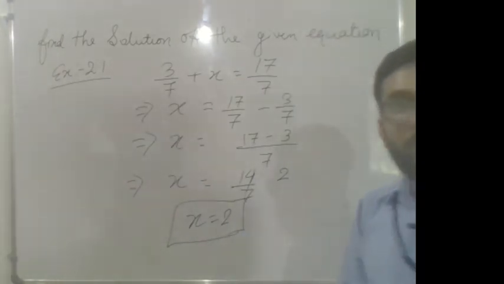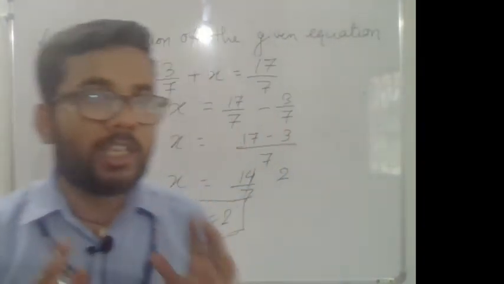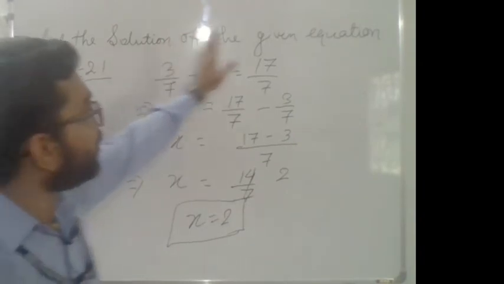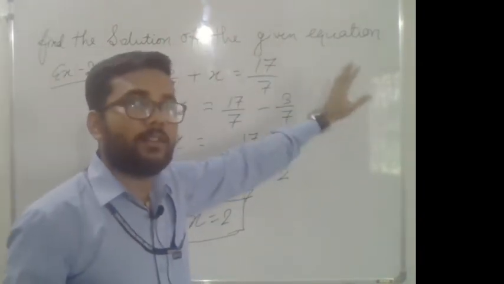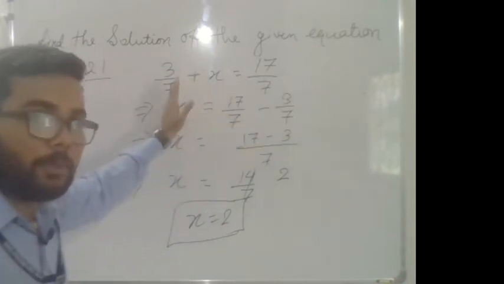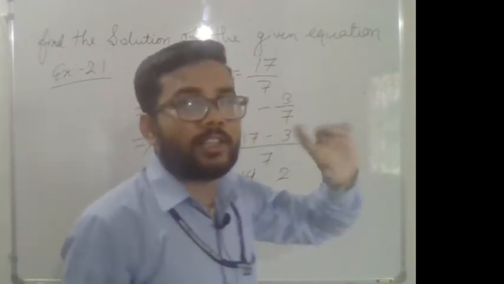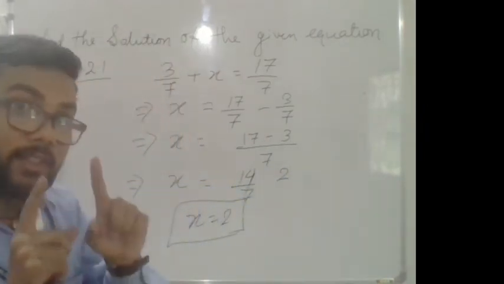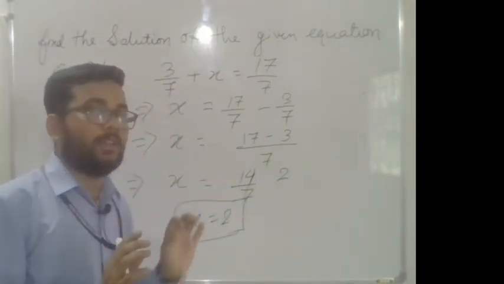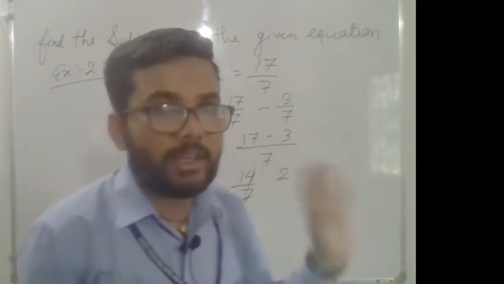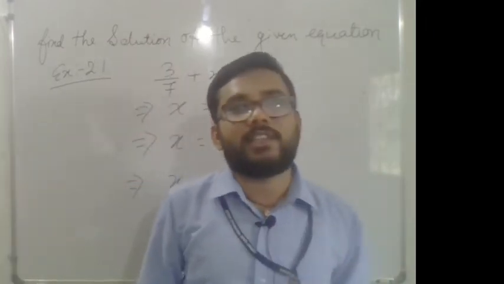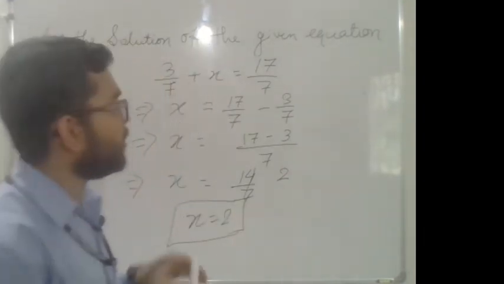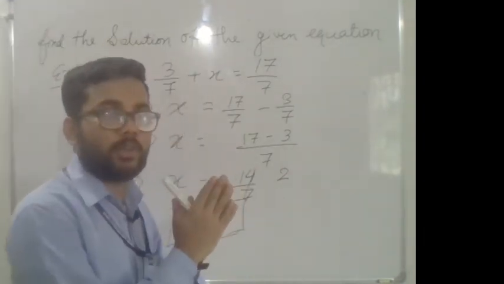So only one thing you have to keep in mind: transpose the constant terms to the right side and the variable terms to the left side. By transposing terms from right to left or left to right, the sign will change. If the term is in addition, the sign will change to subtraction. If the term is in division, the sign will change to multiplication. Okay.